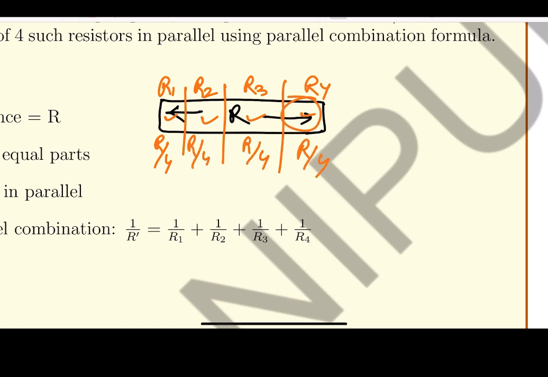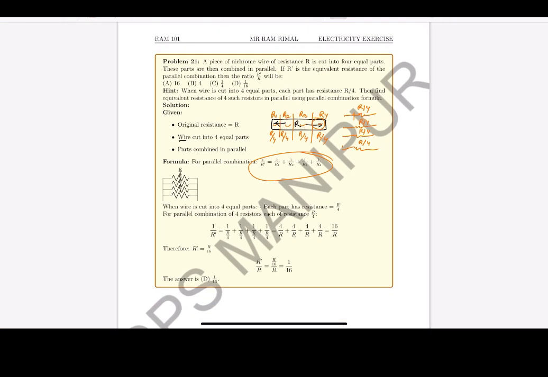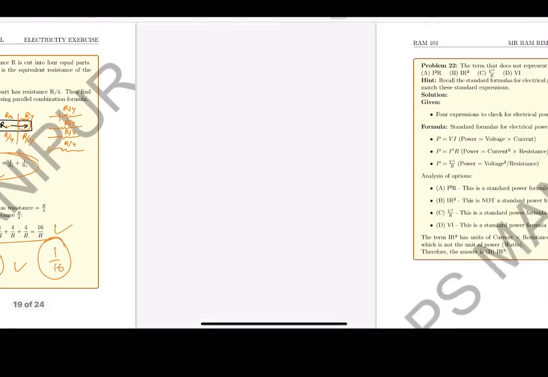Now I am taking this whole part and connecting it in parallel, like this. This is R by 4, R by 4, R by 4, R by 4. And I am putting all these values in this equation. When I calculate, I found the answer to be 1 by 16. So the answer is D.